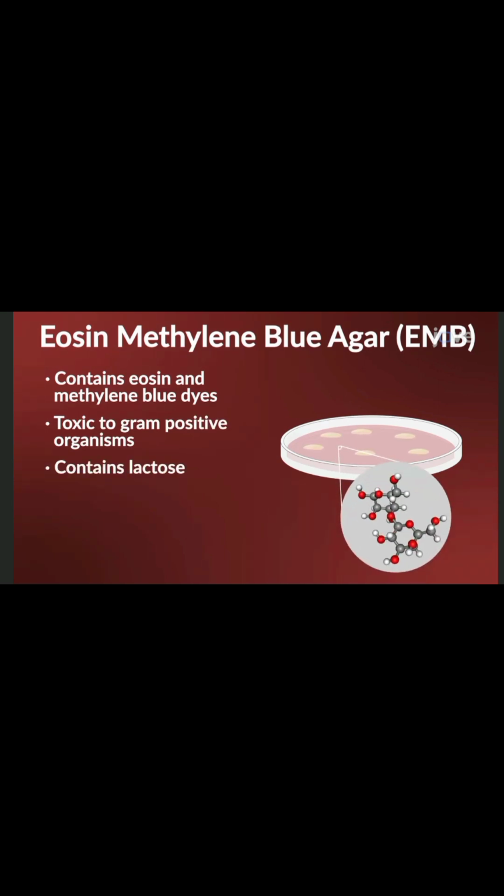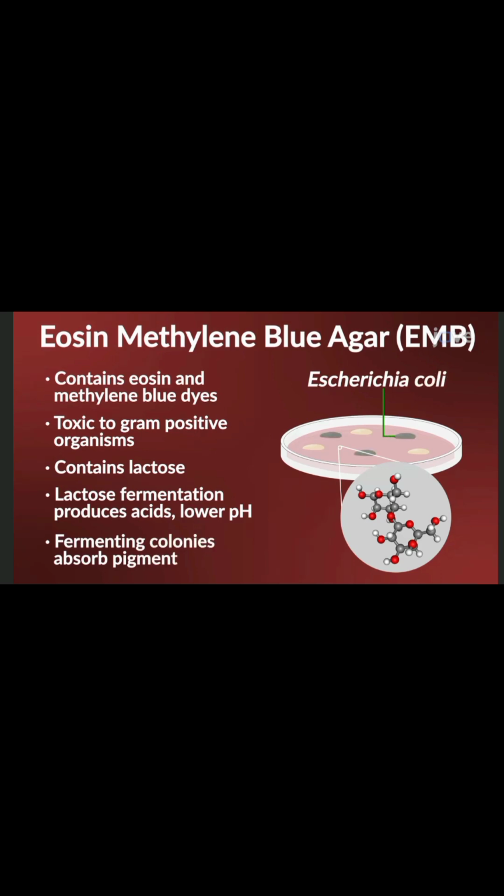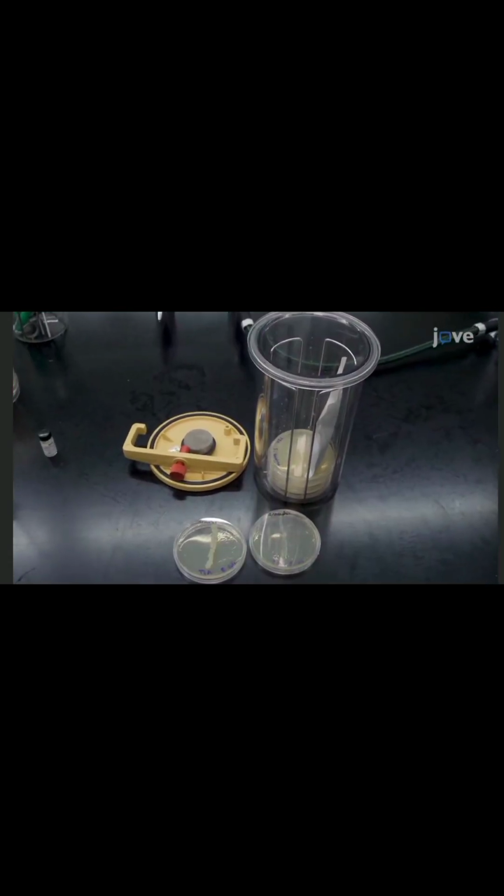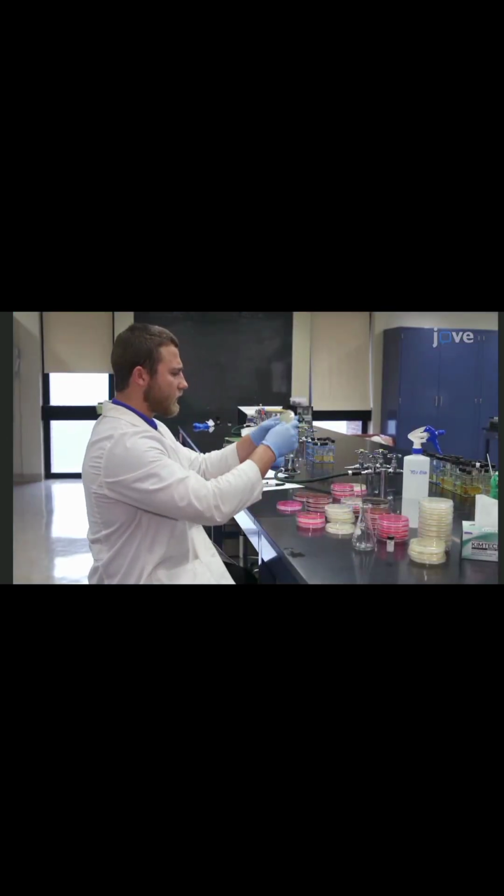Another common enrichment medium, eosin methylene blue, contains eosin and methylene blue dyes, which are toxic to gram-positive organisms. It also contains lactose, and bacteria on these plates which can ferment this will produce acids that lower the pH, encouraging dye absorption. These colonies take up large amounts of pigment and appear dark and metallic. In this lab, you will grow 4 different test organisms across 3 different media conditions, and then under aerobic versus anaerobic conditions, before observing their development.